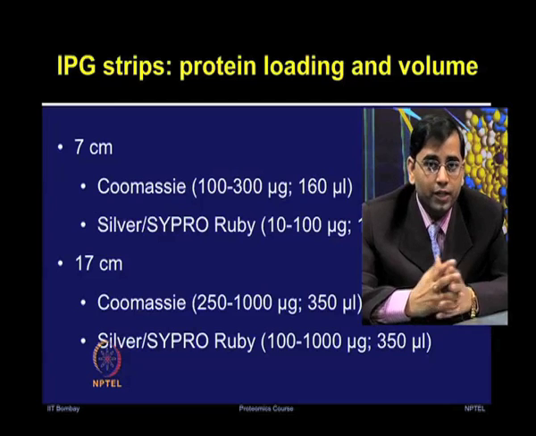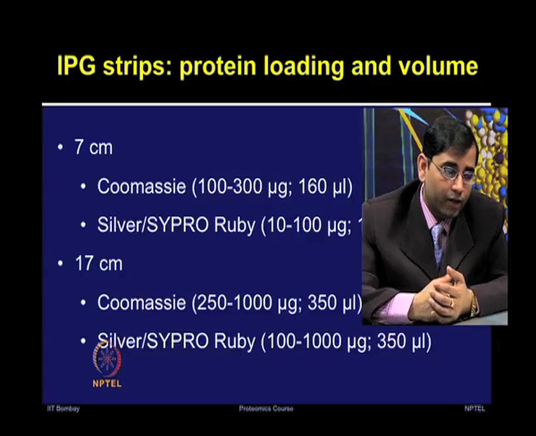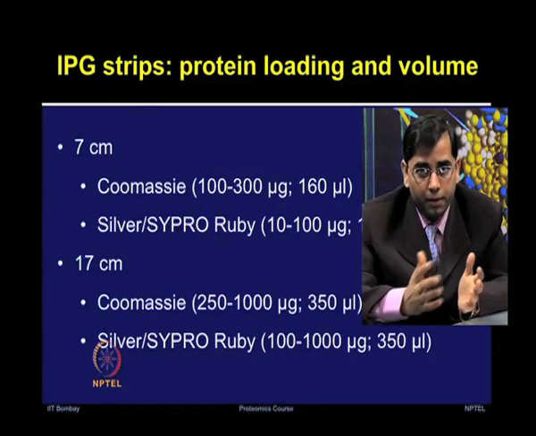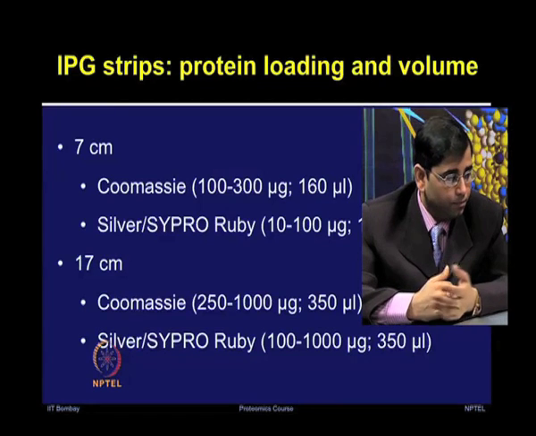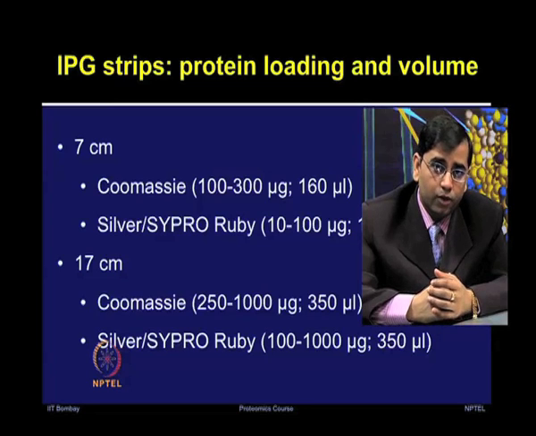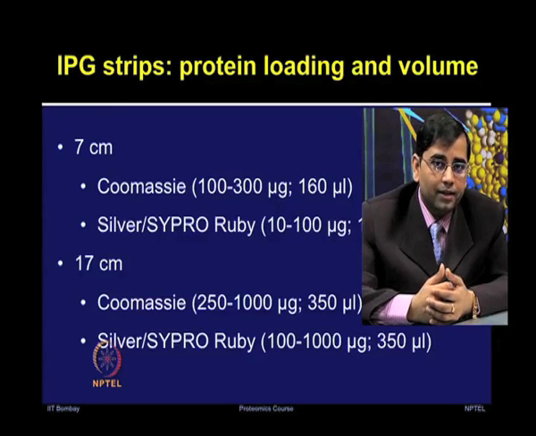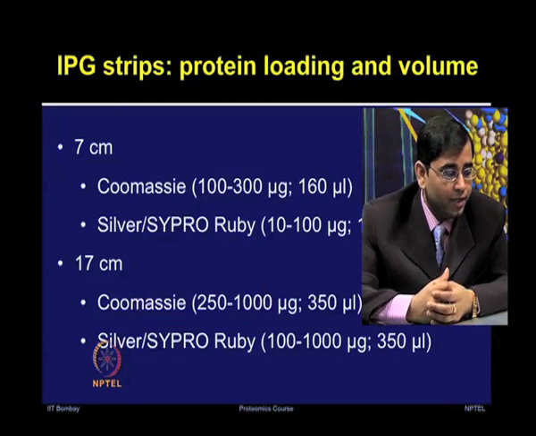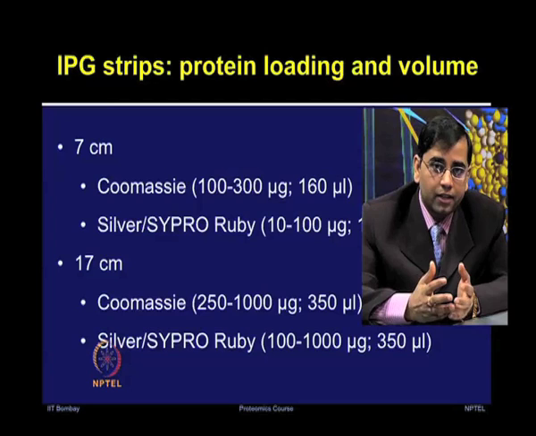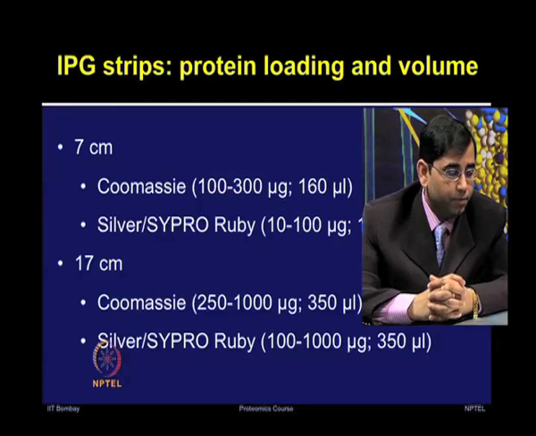If your protein sample is having very less amount of protein, for example 10 to 100 microgram, at that time you have to apply the sensitive stains such as silver or Sypro Ruby. One can also apply the large strip like 17 centimeter or 24 centimeter strip, but then you have to increase the protein amount to be loaded and separated on the IPG strip.